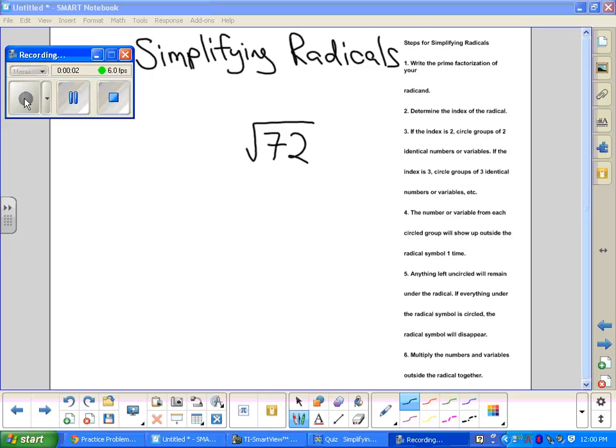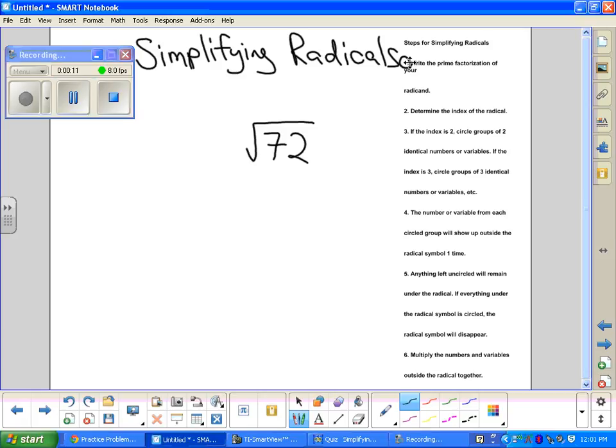All right, example number 2 of simplifying radicals. This time we're asked to simplify the square root of 72. Step number 1, write the prime factorization of my radicand. So I'm going to break down 72.